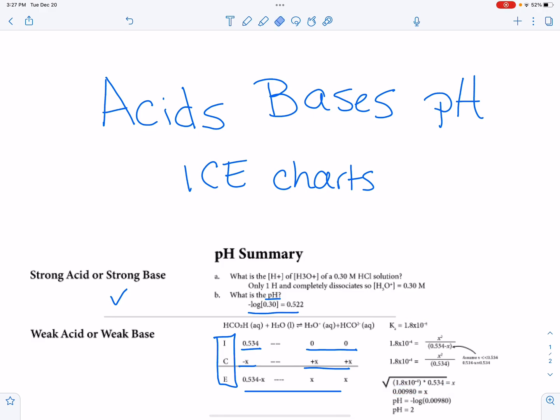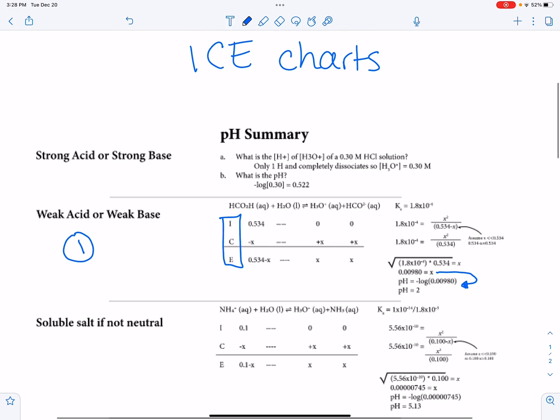Now, what we've done, though, in this section right here is that we added on the little step where you get the x and then you put it into the pH equation and you solve for pH. Now, that's only for this week. So this is one scenario for how to work an ICE chart in a specific type of situation for weak acid or weak base.